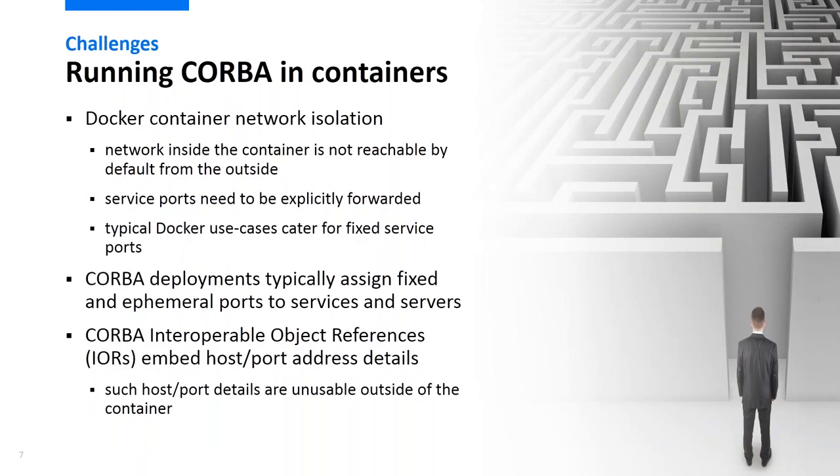So that sounds great, but what are the challenges involved in containerizing a CORBA application in Docker? Well, the challenges stem from the fact that Docker enforces container network isolation. So the network inside a container is not reachable by default from the outside. Servers running inside a container and listening on a specific port will not receive requests from clients unless these ports are explicitly forwarded and exposed through Docker config.